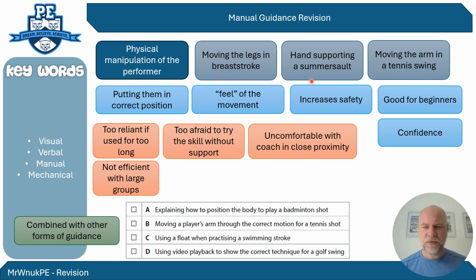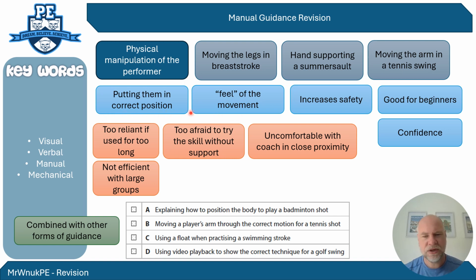It could be hand supporting a somersault in trampolining. You might hold their hand and then they grasp it, and then you put your hand on the back and they flip over doing a somersault, and the coach will support that. Or it could be moving the arm and lifting the tennis racket up, and the coach moving that arm up. So it's where the coach is physically manipulating the body of the performer.